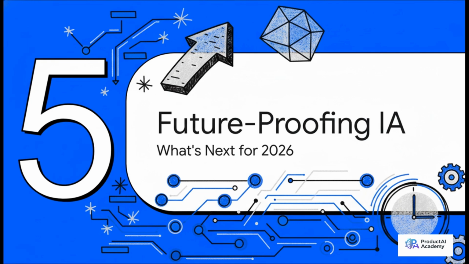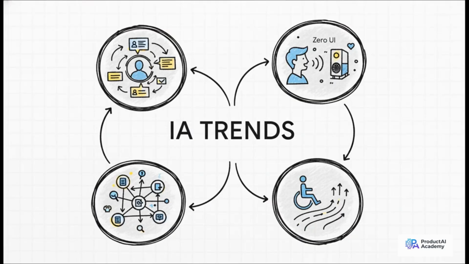Okay, so we've covered the what, the why, and the how. But what about tomorrow? I mean, this stuff is always changing. So let's wrap this up by looking at how you can future-proof your information architecture. So looking ahead, IA is getting way more dynamic, and it's moving beyond just the screen. AI is going to create personalized navigation. Think of it like a Netflix for websites that adapts to each person.